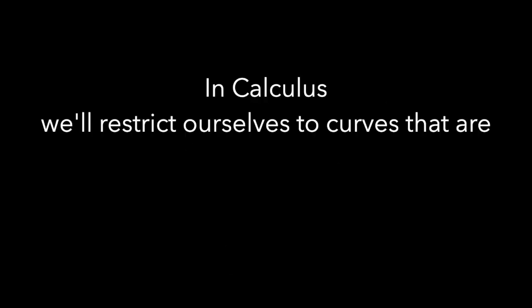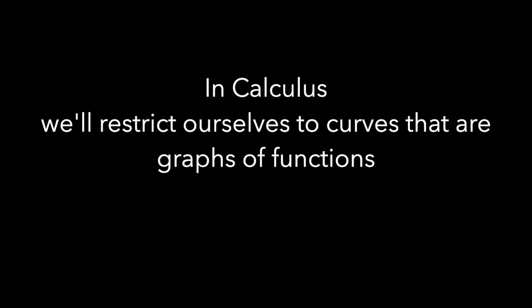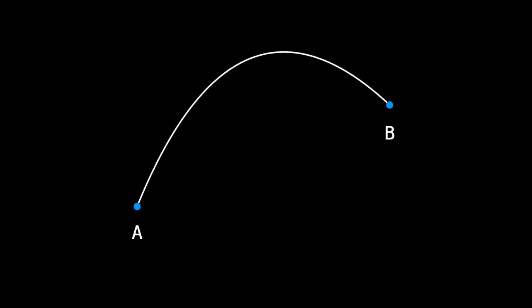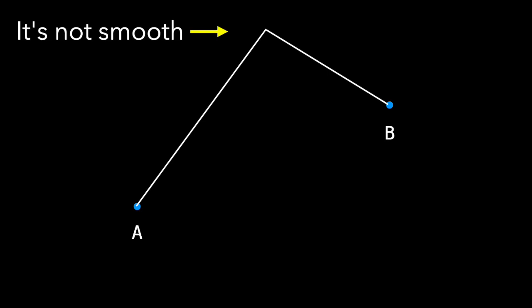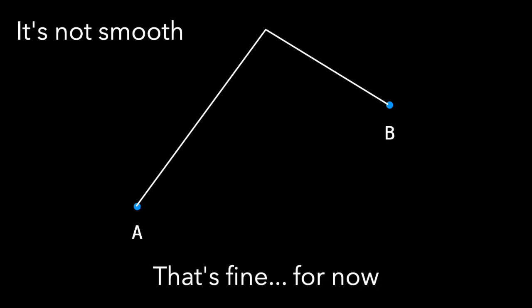So in calculus, at least for now, we'll restrict ourselves to curves that are graphs of functions. We'll relax that later. So curves like this, for example. What about curves like this? It's not smooth. It's got this corner at the top. That's fine, at least for now, and we'll make restrictions later. We'll start to classify these different curves in different categories.